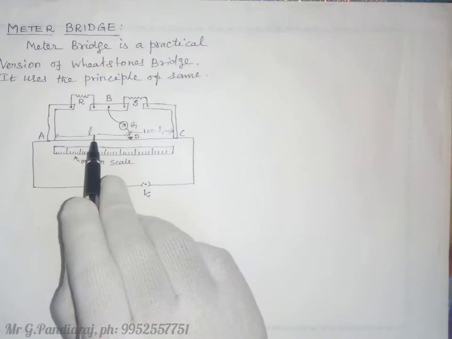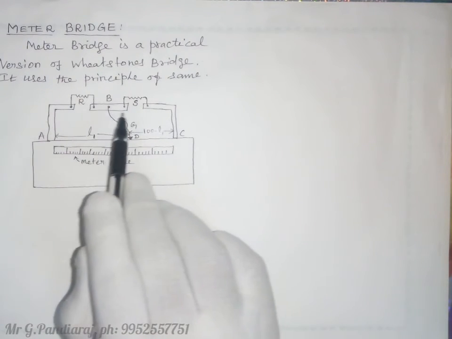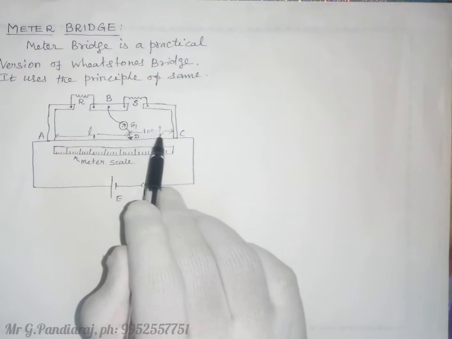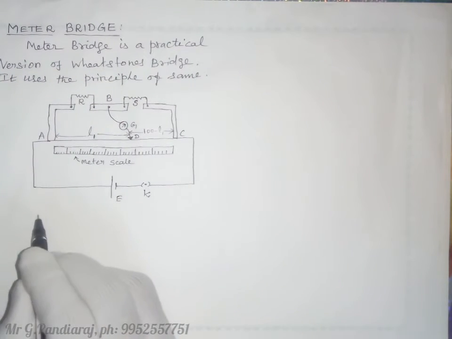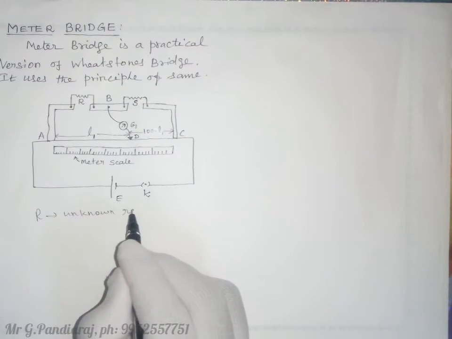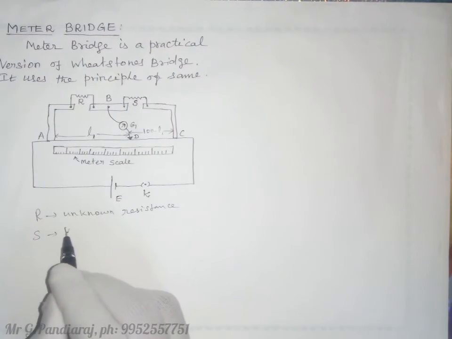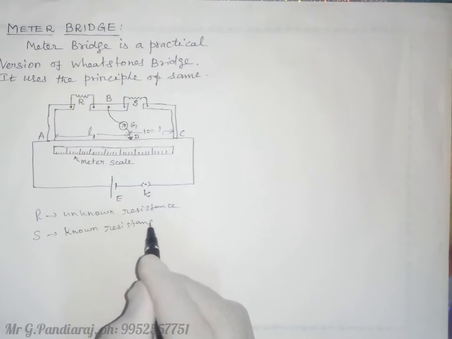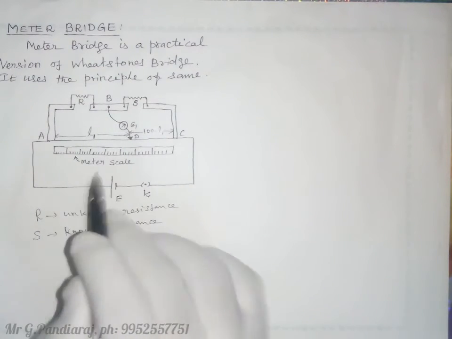So by measuring L1, we can find the four resistances. By knowing S, the standard resistance, and by measuring L1, we can also calculate 100 minus L1, and finally R can be calculated. Here R is the unknown resistance which is to be measured, and S is the known resistance. Initially the known resistance is connected in a particular gap, and by measuring the lengths L1 and 100 minus L1, we can calculate the R value.